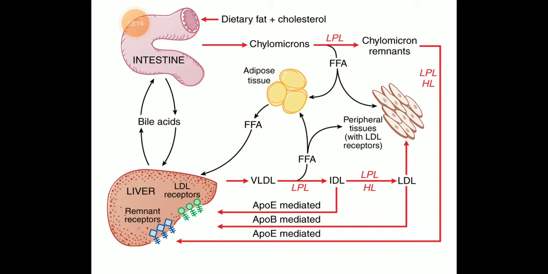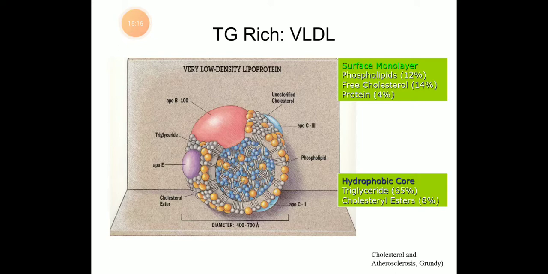So that is the structure of VLDL, and here you see the surface monolayer is phospholipid and free cholesterol proteins. This is the hydrophobic core, the triglyceride and cholesterol esters, whereas this is the ApoE receptor. This one is ApoB100 receptors, which are present in the structure of VLDL.